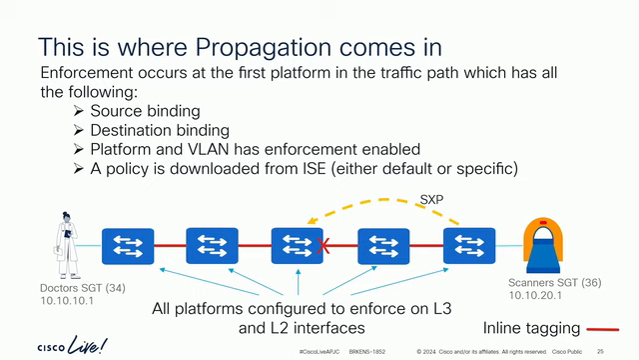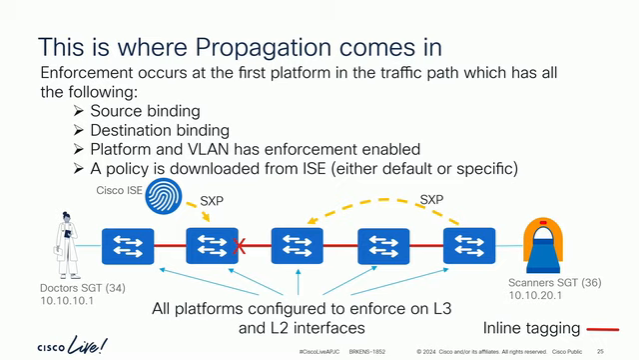Again, propagation: inline tagging, SXP, pxGrid. These are propagation mechanisms. Identity Services Engine also supports SXP. We could send bindings, or the destination binding, from ISE down to this second switch. And now the second switch knows the source binding because it's learned it through inline tagging. It knows the destination binding. It's learned that through SXP. It's configured to enforce. It has a policy, so we enforce on the second switch. Okay, so this is propagation.